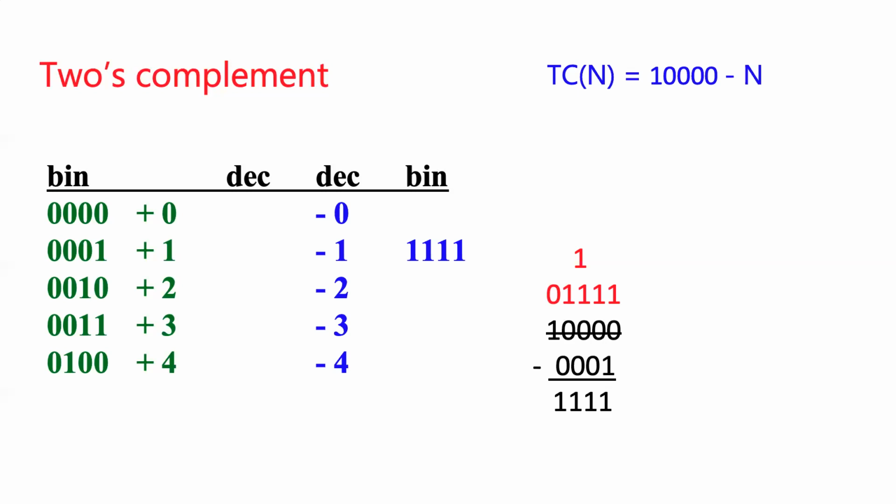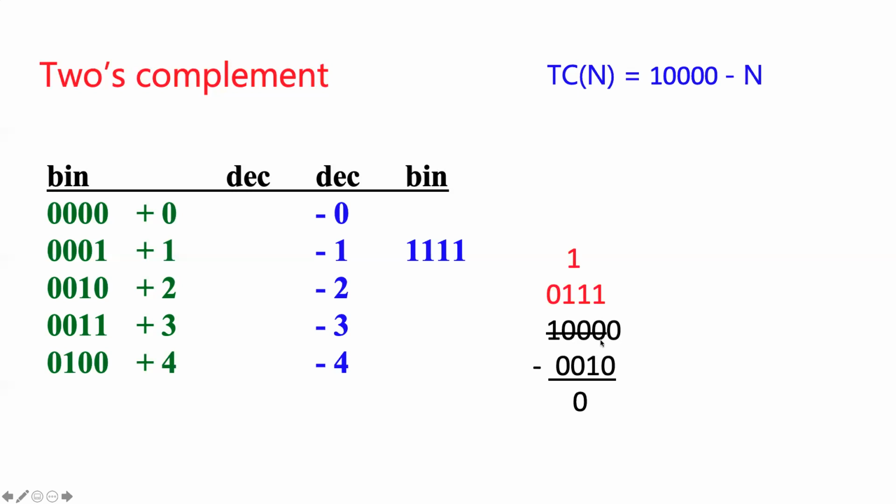We can continue. If we wanted to know how to negate 2, if we're doing a 4-bit representation, that's 1, 0, 0, 0, 0, minus the representation for 2, 0, 0, 1, 0. Here we also have to do a borrow when we subtract this 1 from 0.